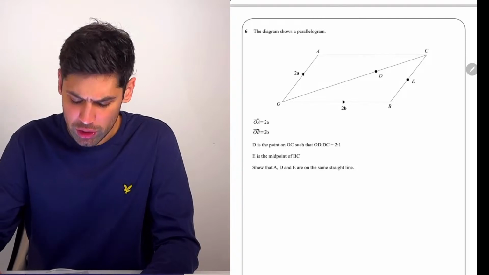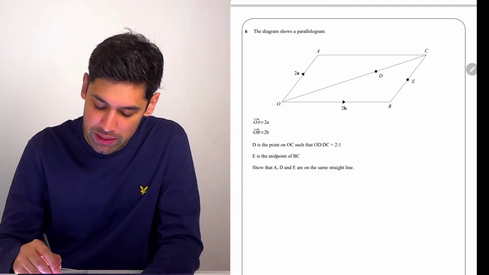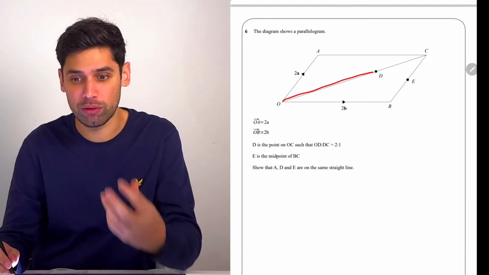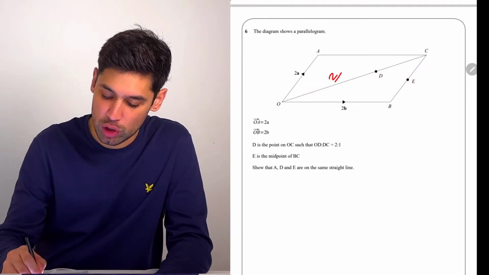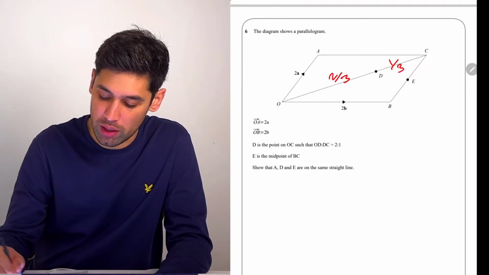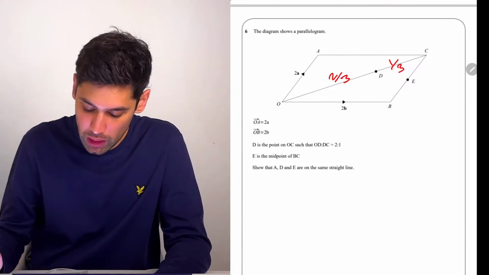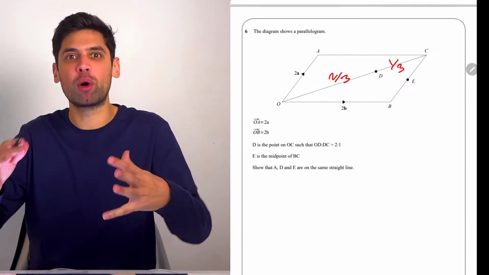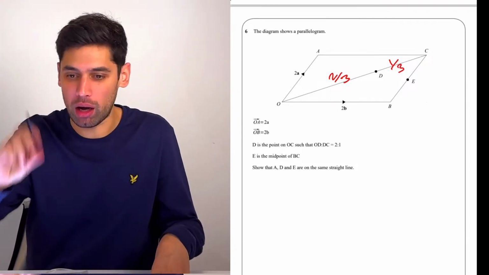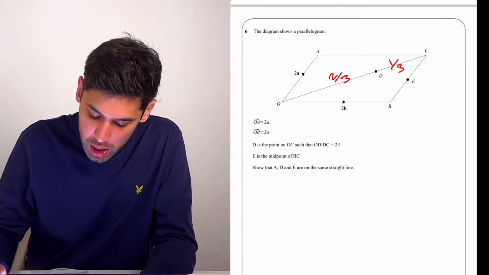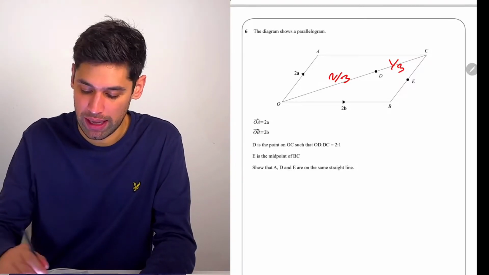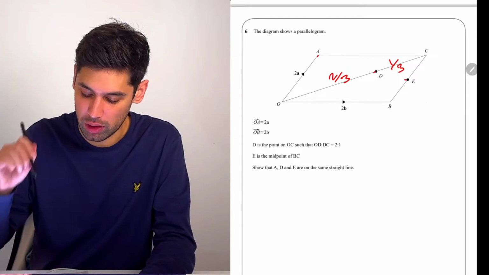D is the point on OC such that OD to DC is 2 to 1, meaning this length has a value of 2 and this has a value of 1. So we would say this part is 2/3 of the line and this part is 1/3 of the line. E is the midpoint of BC. We love midpoints because it just splits the line exactly in half, and that's just a lot easier to deal with. Show that A, D, E are on the same straight line. A to D to E on the same straight line.